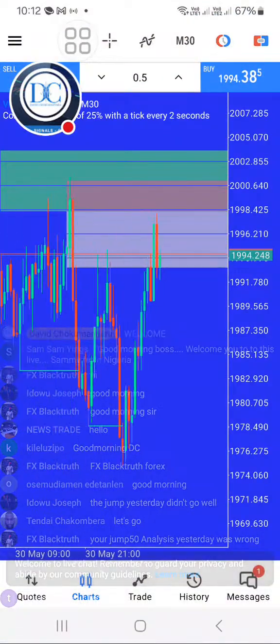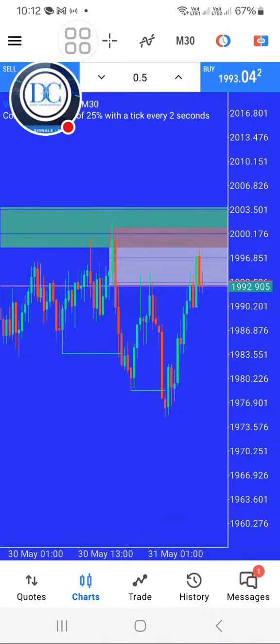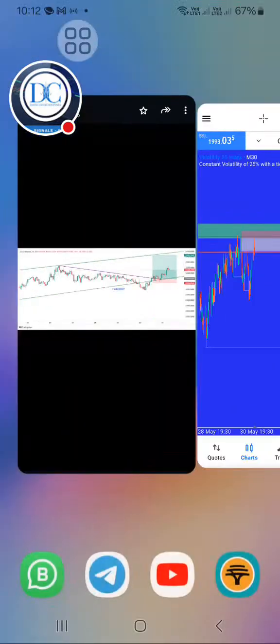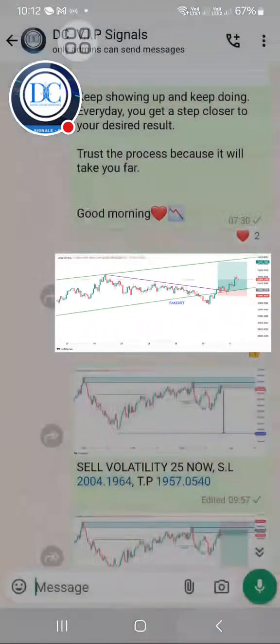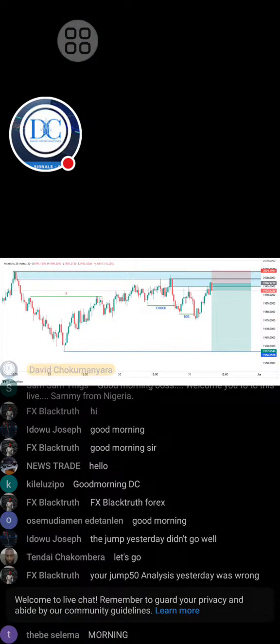I want to explain the best entry technique that you can make use of when you're trading using order blocks. So let me just quickly go to this analysis that is more clear. What you can see, this one is more clear.